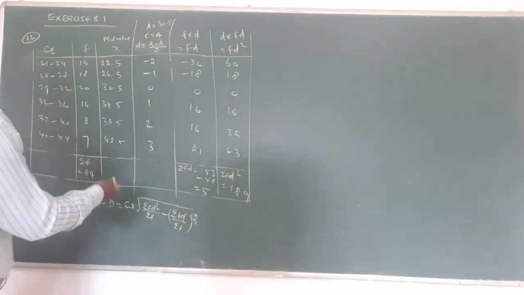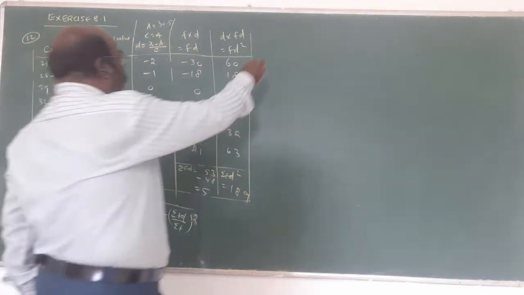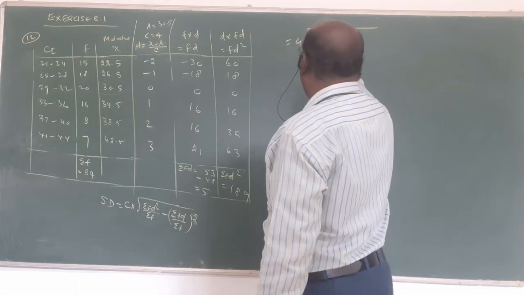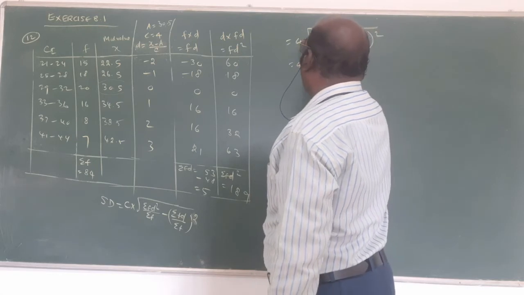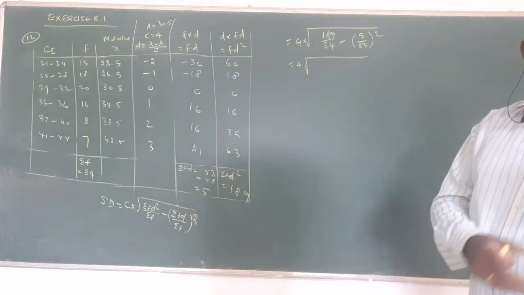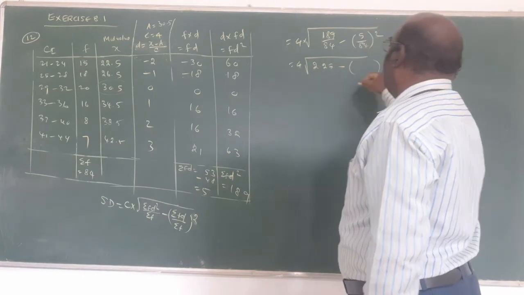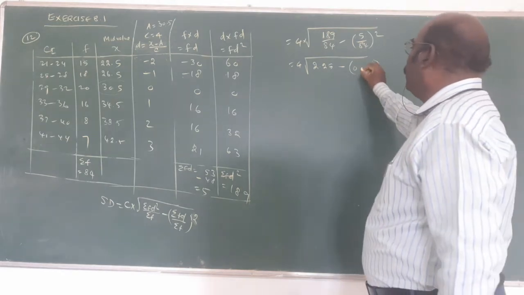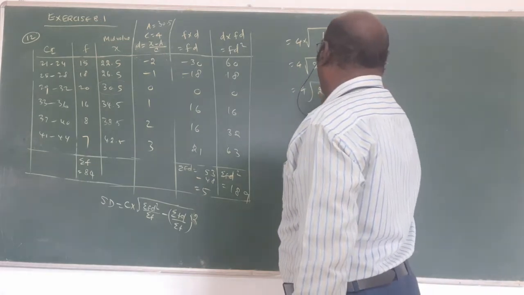Am I right? Now the same formula. Substitute here. Class number is 4. 4 into square root of 189 by 84 minus 5 by 84 whole square. Divide both numbers: 2.25 minus 5 divided by 84. Divide: 0.059 whole square. 4 into 2.225.